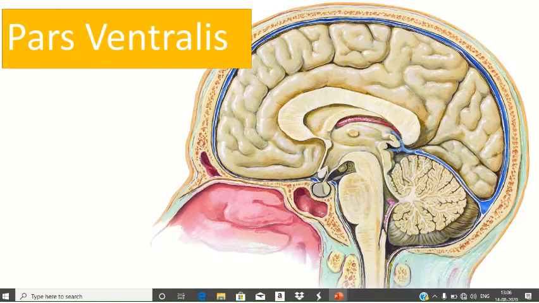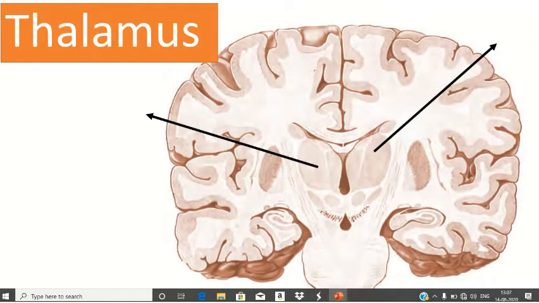Then coming to the pars ventralis, what can we identify? It is present ventral to the hypothalamic sulcus and consists of the subthalamus and the hypothalamus. Here you can see the subthalamus, and now we are going to see the thalamus. We can identify the thalamus in the pars dorsalis. The thalamus is a large ovoid mass.